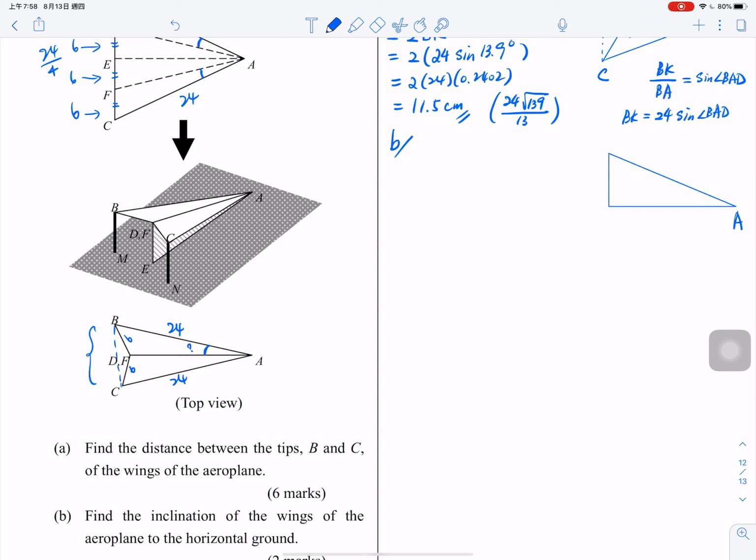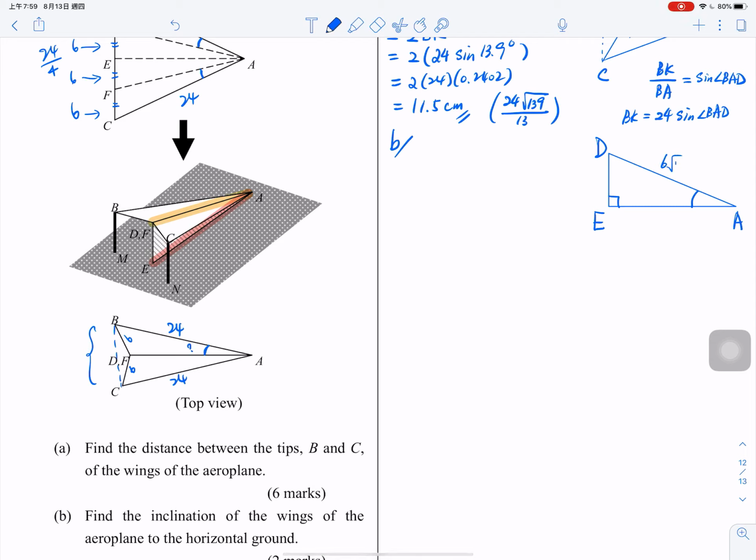Here is A, here is D, and here is E. Do you know why I write this one? Because DA, if you project on the plane here, actually is EA. AD projected on the horizontal plane is AE. So this one, you'll find that right angle. And the inclination actually is this one, right?